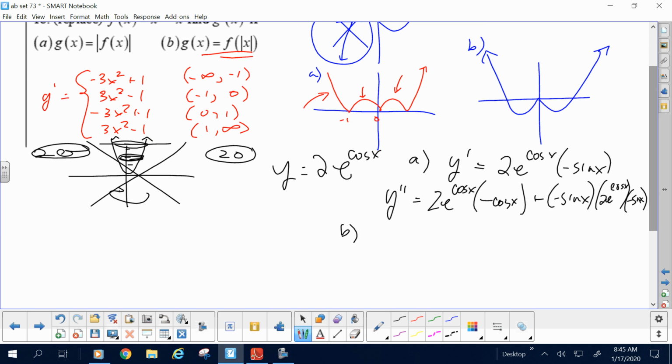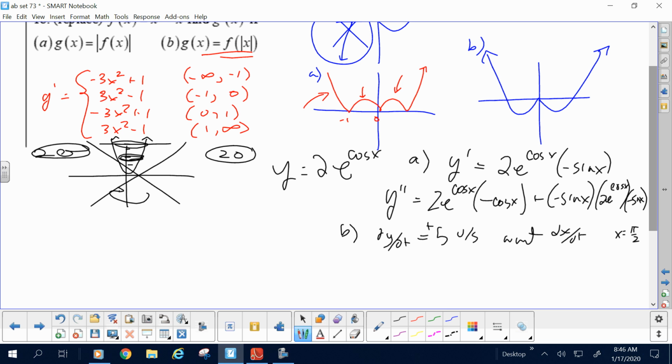B. Suppose x and y both vary with time, and the y increases with time, increases in tensity, 5 units per second. Find dx/dt when x is pi over 2.